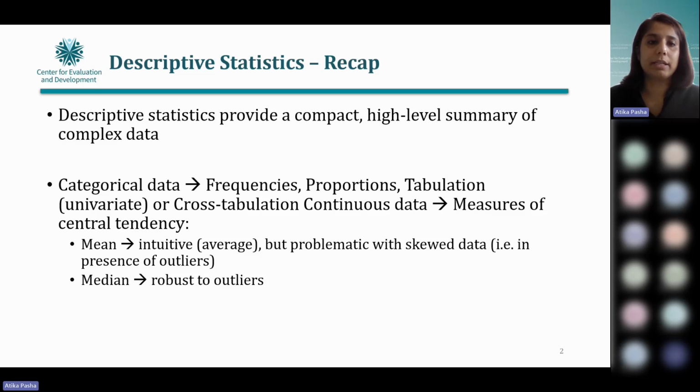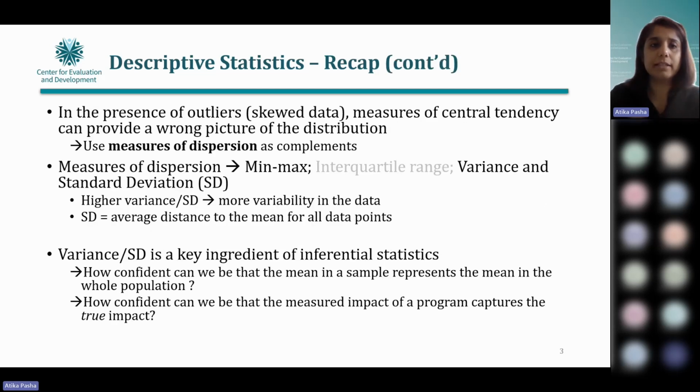Specifically for categorical data, we were looking at frequencies, proportions, tabulations, or cross tabulations. And for continuous data, we even went further to talk about measures of central tendency, specifically mean, which is just intuitively the average, but faces the problem of skewed data, and median, which is robust to outliers and just divides the population into 50%, right?